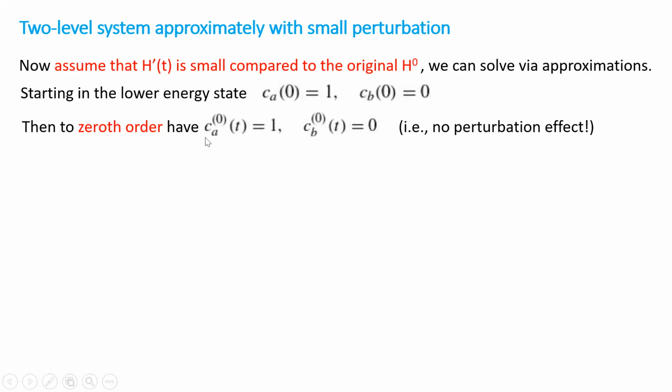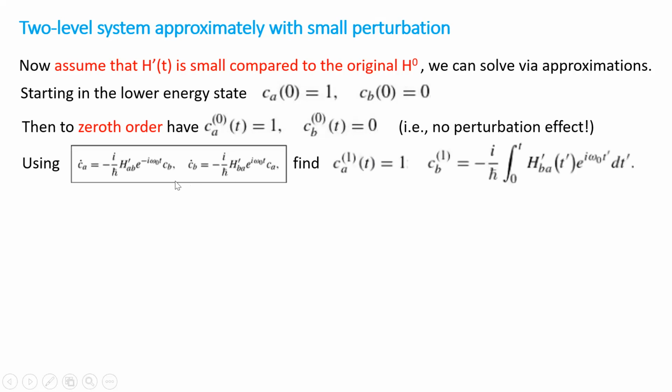So for 0th order, we just have Ca to 0th order of t equal 1, and Cb to 0th order of t equals 0. So just what we had here. At 0th order, it's as if we have no time-dependent perturbation at all. It just stays in the state A forever, no chance of transitioning to B. But to first order, we do get some changes.